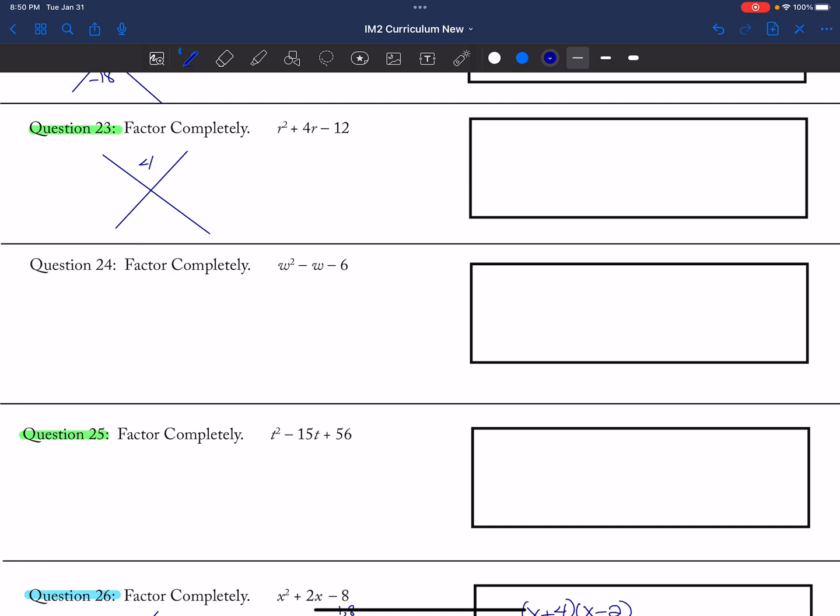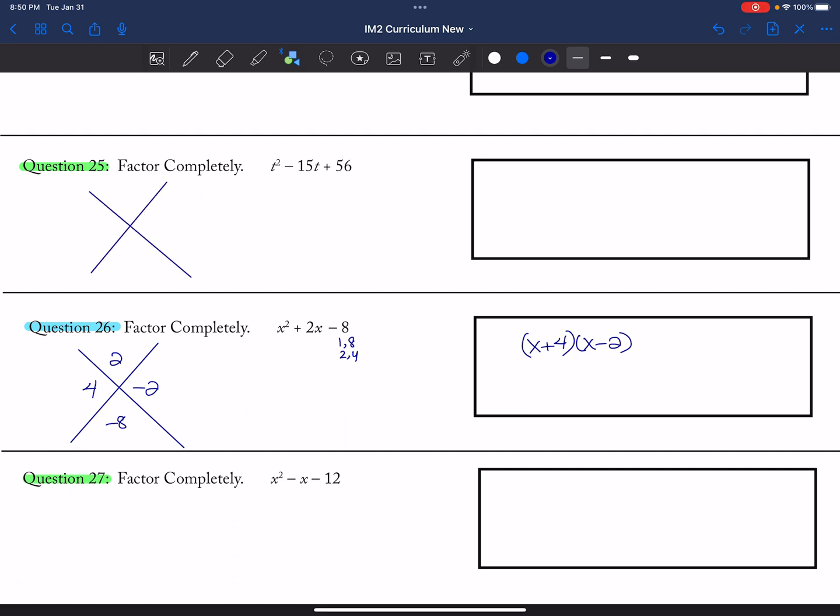And then again, 4 on top, -12 on the bottom. So 1 and 12, 2 and 6, 3 and 4. So I want a positive 6 and a -2. So r plus 6 and r minus 2.